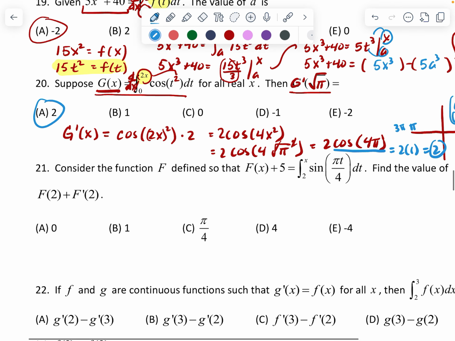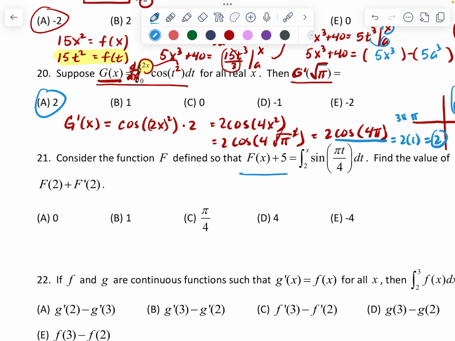Okay, now looking at this one, consider the function f. So here's my new function f. Find the value of f of 2 and f prime of 2. Okay, so let's go ahead and do it. If I want to find f of 2, let's just replace this x here with a 2. If I replace one x with a 2, that means I have to replace this with a 2 also, right? So that would give me that f of 2 plus 5 equals the integral from 2 to 2 of the sine of pi t over 4 dt.